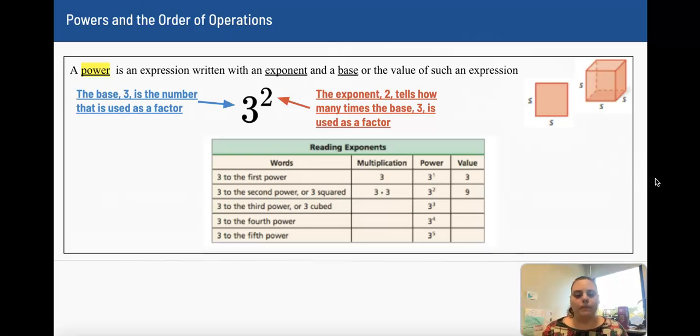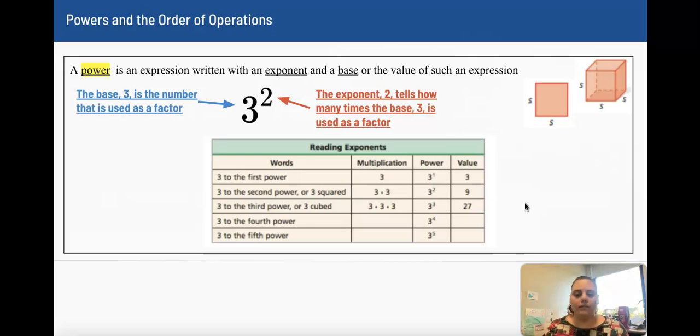3 to the third power, or we could say 3 cubed, because the volume of a cube is a number times itself 3 times. So in this case, 3 cubed would be 3 times 3 times 3, which looks like 3 with an exponent of 3. And when we multiply that out, we get 27.